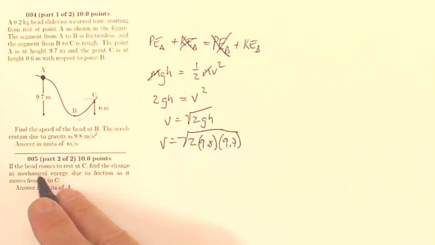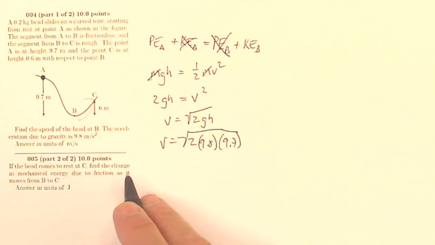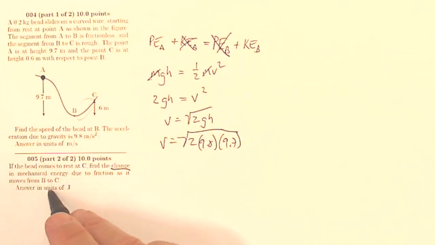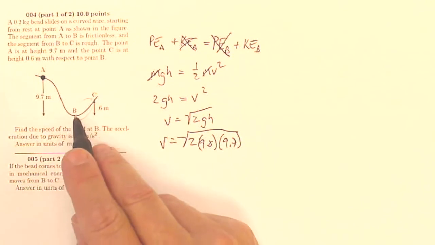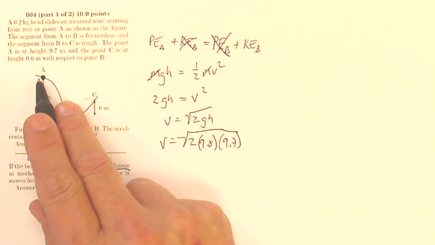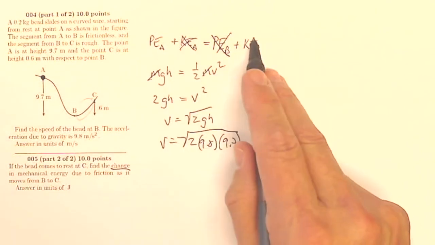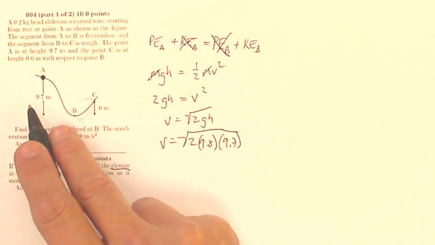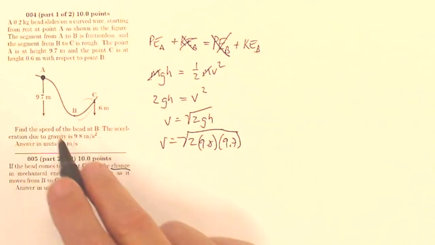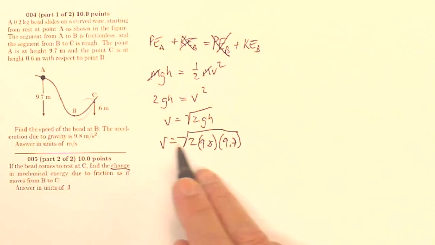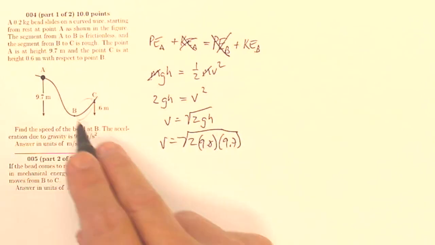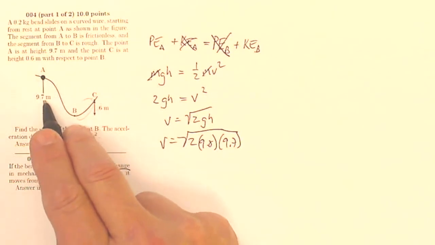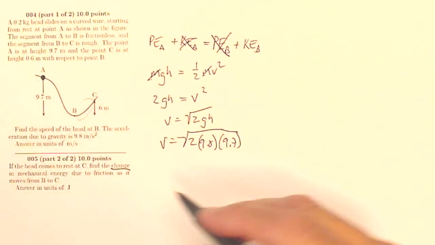The next question says, if the bead comes to rest at C, find the change in mechanical energy due to friction as it moves from B to C. Well, since the energy at B was the same as the energy at A, which is what I showed up here, then I can say, what's my energy here at C? What's my energy here at A? And subtract the two. So I don't actually have to use this velocity and do 1/2 mv squared and pull in the mass. What I can do is find out that some of my potential energy got lost when I came to this spot.